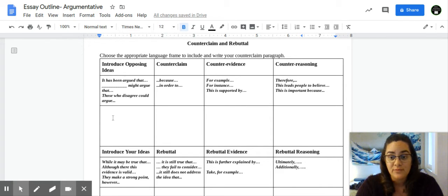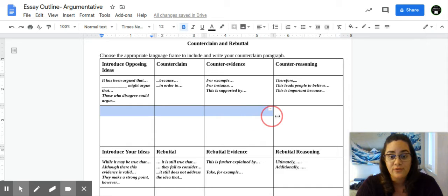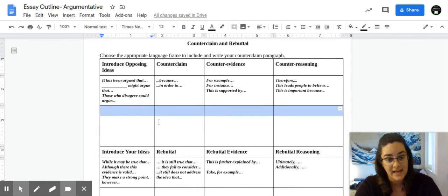Now for the counterclaim is this entire first row here, and these are your sentence starters. Those who disagree could argue that cats are better than dogs because cats can be house trained, right? Something like that. Then you have your counter evidence and your counter reasoning. Please don't write me an essay about cats. This is an essay about lying. I'm just giving you an example.